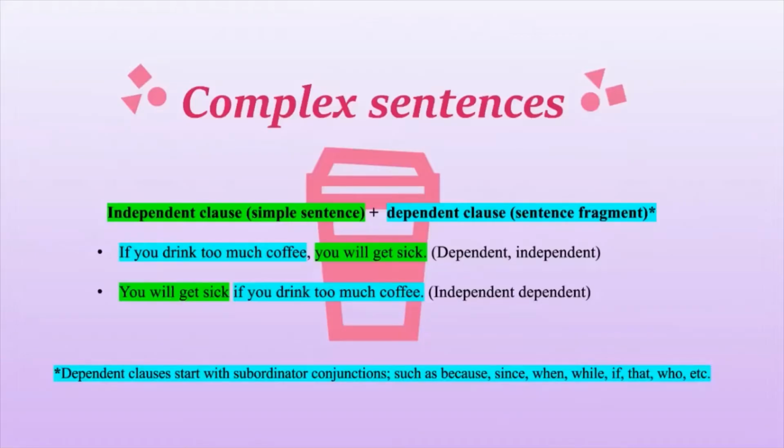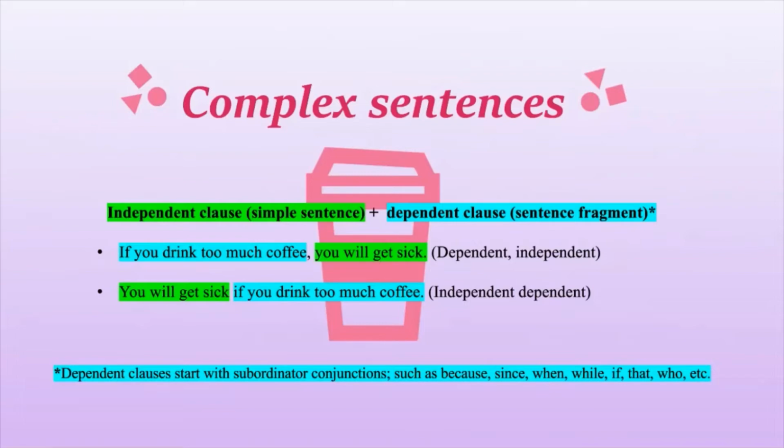So far, we've covered simple and compound sentences, which are formed by independent clauses. Now, on the other hand, complex sentences are formed by one independent clause and at least one dependent clause. These kinds of clauses start with subordinating conjunctions, such as because, since, when, while, if, that, who, and many others. And they cannot express complete ideas. That's why they're known as sentence fragments, as they need an independent clause to stand as a sentence.